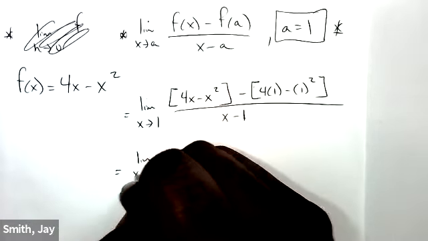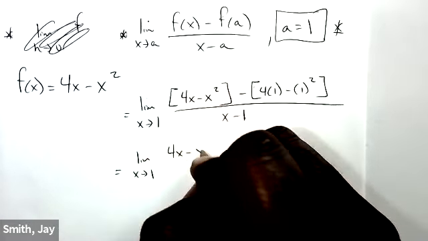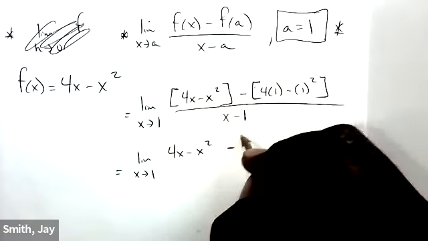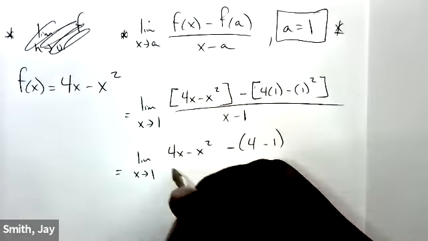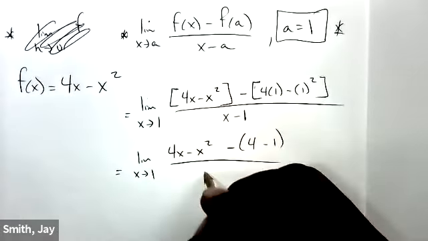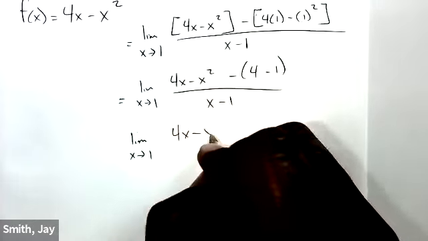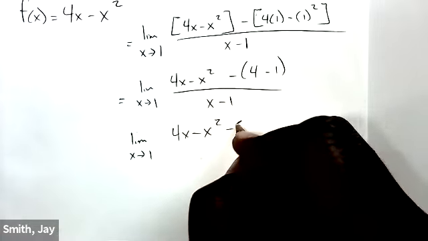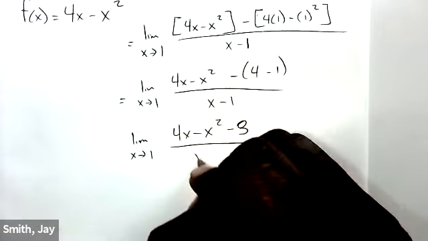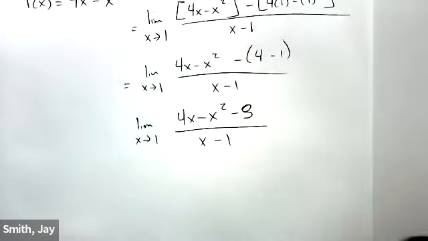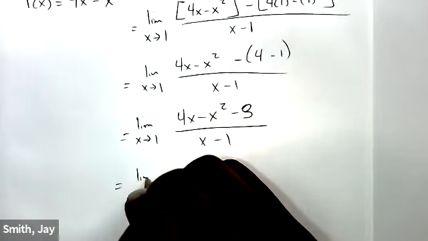Let's see, the limit as x approaches 1, 4x minus x squared minus 4 times 1, obviously is going to give me 4. Minus 1, yeah, that is just going to be 3 over x minus 1. So, still evaluating the limit as x approaches 1 for 4x minus x squared minus 3 over x minus 1. We can rearrange that. For me, I'll probably rearrange it as negative x squared plus 4x minus 3 over x minus 1.